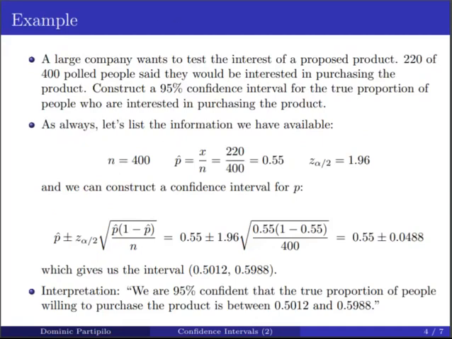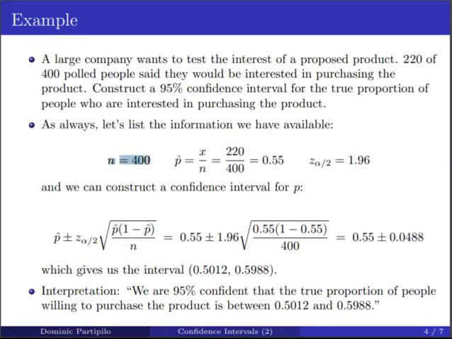So let's look at an example. So let's suppose a large company wants to test the interest of a proposed product. And they survey some people, and 220 out of 400 people said they'd be interested in purchasing the product. And then we're asked to construct a 95% confidence interval for the true proportion of people who are interested in purchasing the product. So, as always, I always recommend listing out all the information you have available.